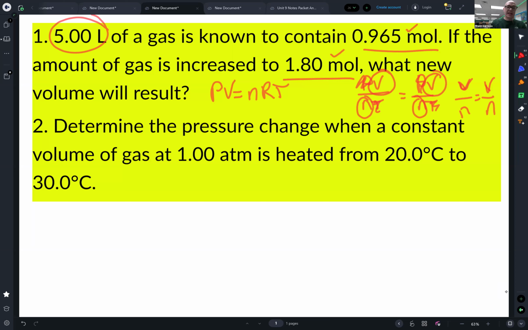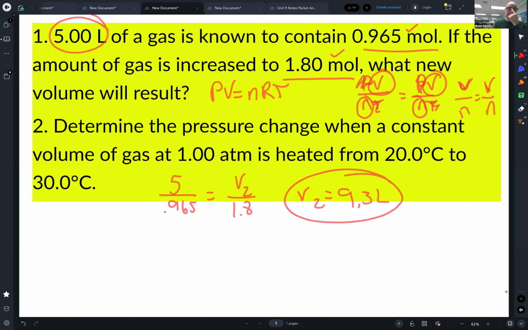So let's plug these in. I've got a volume of 5, and I have the moles of 0.965. I don't know the number of volume on the second one, but I do know that it increased to 1.8 moles. So we're just going to cross multiply and solve for V. So 5 times 1.8 divided by 0.965, and you get 9.3. What's the unit? Liters. All right.